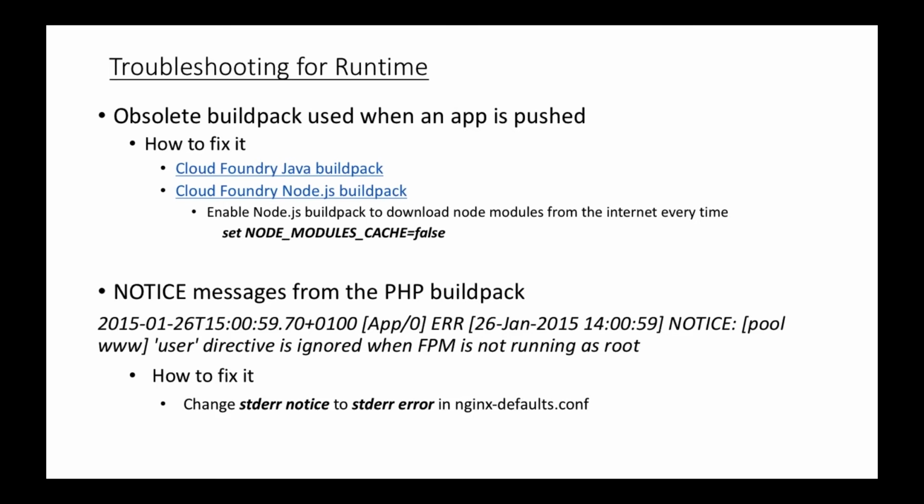You will get a lot of messages with a word called notice in between. So what's happening there? When you push an app to Bluemix by using a PHP build pack, you see messages that contain that notice keyword. So why is it happening? In the PHP build pack, the error_log parameter defines the logging level. By default, the value of the error_log parameter is stderr notice. So how do you fix it?